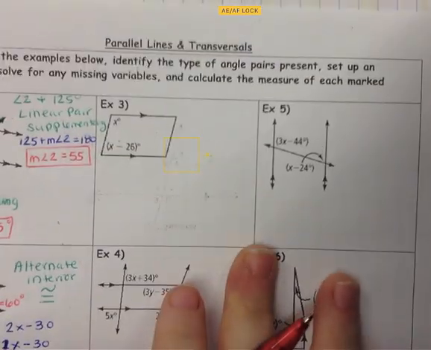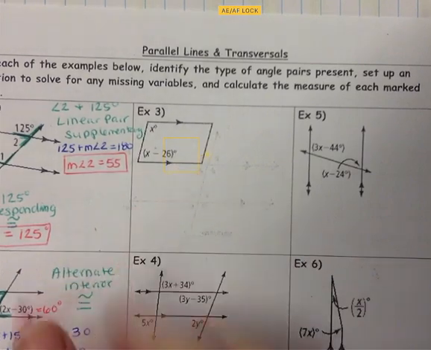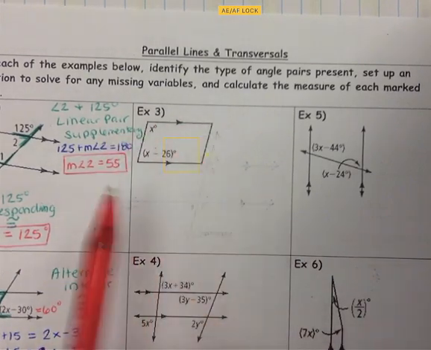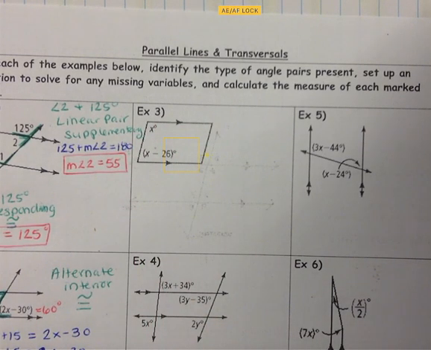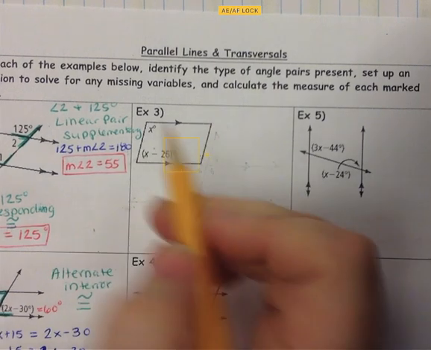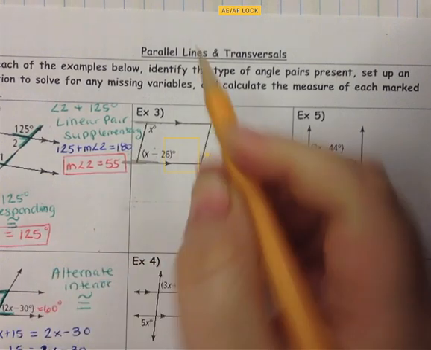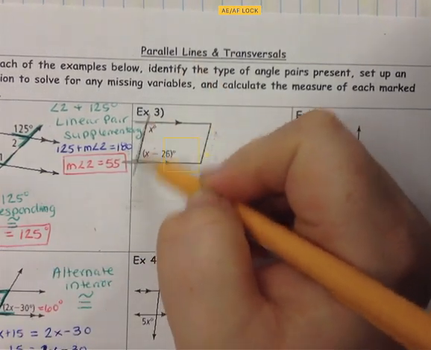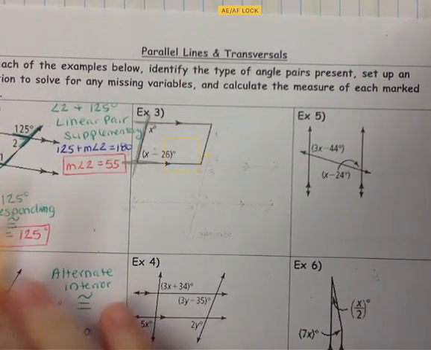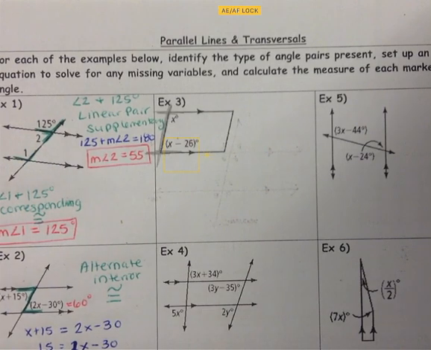Moving on to number 3, coming up here. Now as you can see, these lines are not extended, but you can extend them. That is not wrong. The parallel lines, you can extend them to make them longer, and the transversal as well, because it helps you to be able to see that.